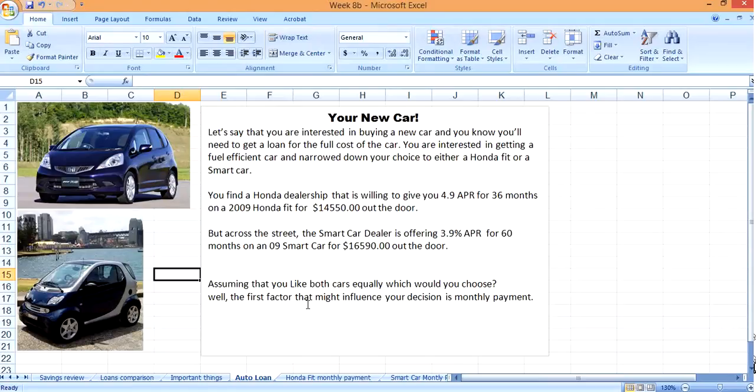Across the street, there's a smart car dealership offering 3.9% APR for 60 months on another car at $16,590 out the door. Now, if you like both cars, which one are you going to choose? And that question may come down to, well, what is the monthly payment going to be? Right? Now, with just these 3 pieces of information, you can find what the monthly payment will be for each of these cars.